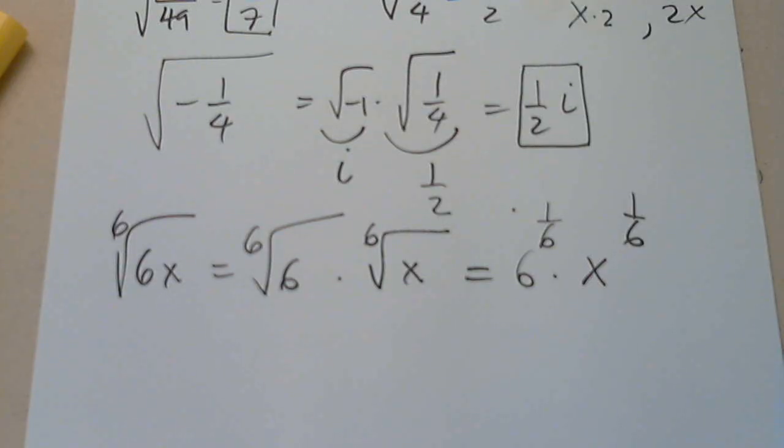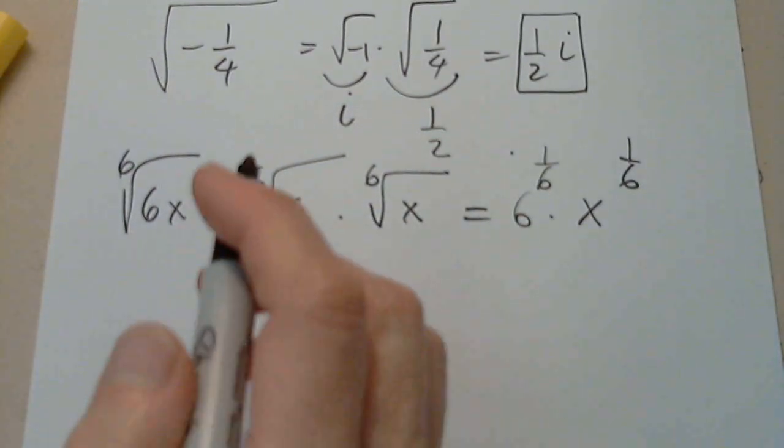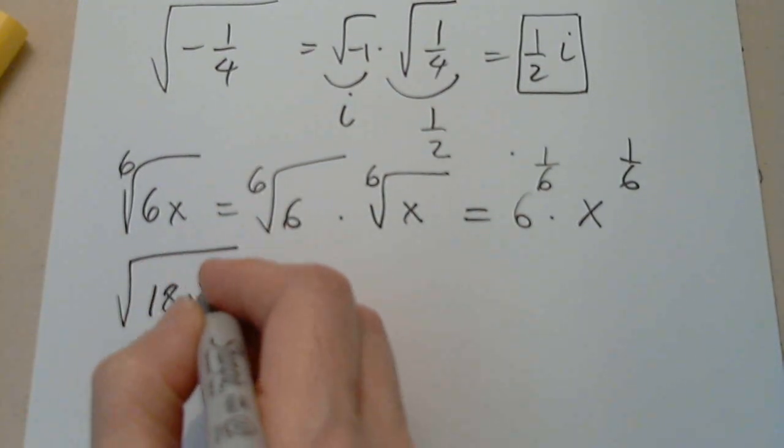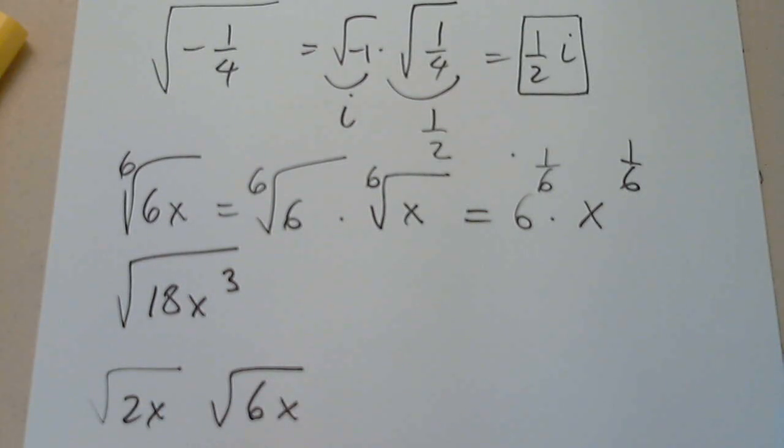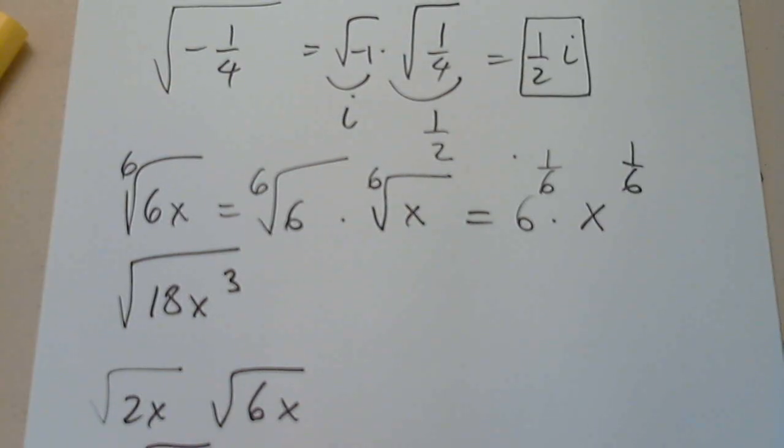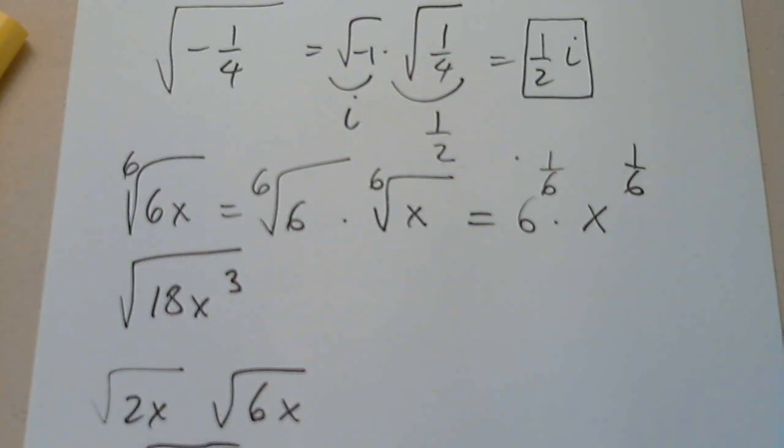Okay, where is my test? Right here. Good. So now, simplify each of the following. Assume that all variables are positive. When the problem says that, it means don't worry about the absolute value. Okay? So we have the square root of 18x to the third. And then I'm going to copy all three. The square root of 2x, the square root of 6x, and then the square root of 54y to the fifth over the square root of 3y.